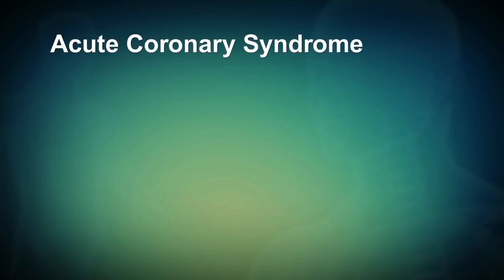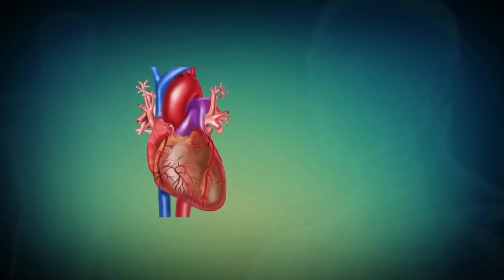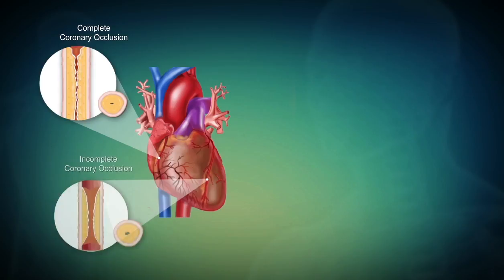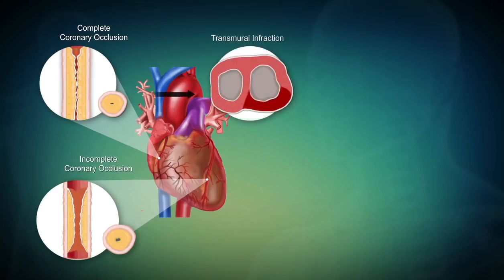This comes in three distinct flavors: ST segment elevation MI, non-ST segment elevation MI, and unstable angina. Let's look at this in more detail. We start with the acute coronary syndrome due to either complete or incomplete occlusion of one of these epicardial coronary arteries. If there's complete coronary occlusion, this often results in transmural infarction of the involved myocardium.